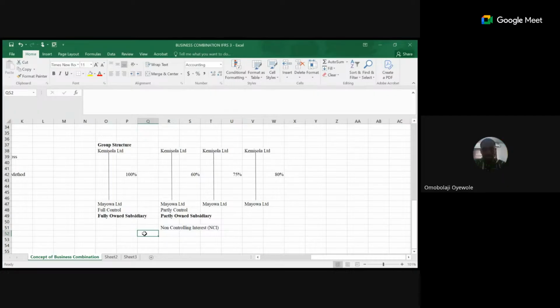So out of the total 100% of Mayowa Limited, Kemisola is acquiring just 60%. So it means that the remaining 40% is somewhere. The 40% is not with Mayowa, because Mayowa would have sold all his shares. So if I'm acquiring 60%, then there is another company that has the remaining percentage. But that company does not have the control that I have.